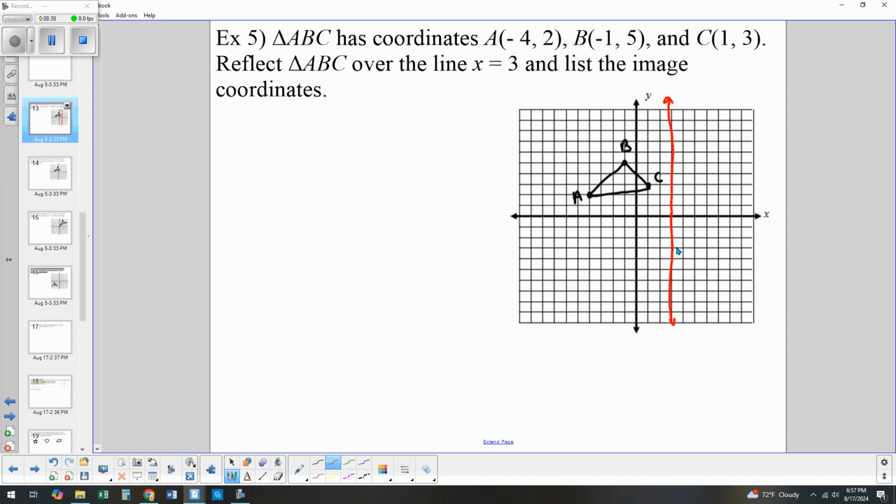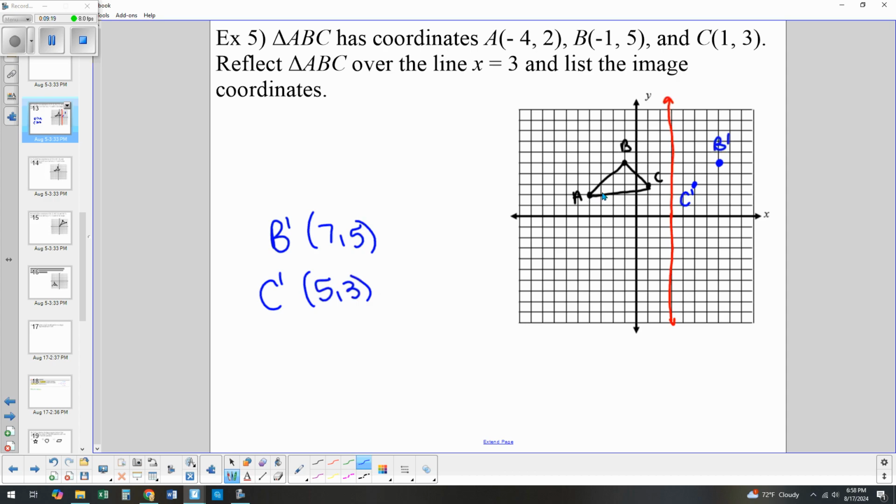It's really important that you draw this line for yourself so you can count the number of spaces away each point is. Because when we first learned about our reflections, we said that however far the point is from the line, we're going to do the same thing past it. So if C was 1, 2 spaces away from this line of reflection, we're going to go 1, 2 spaces away to put C prime. So that's at 5, 3. For B, if I count 1, 2, 3, 4, I can now count 1, 2, 3, 4. And that looks like it's at 7, 5.